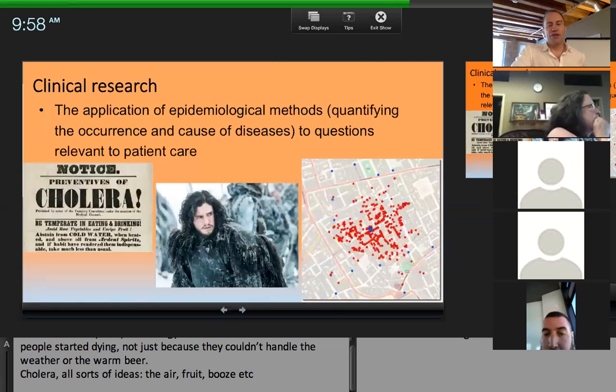And he got a map of where all the people with cholera lived, the ones that died. And he overlaid a map of the water pumps around. What he found was that there was a concentration of people dying around a particular water pump. They took the handle off that pump and fewer people were dying. So this was a really early application of understanding occurrences of disease and applying it to a particular situation, which had a big impact on the health of people.